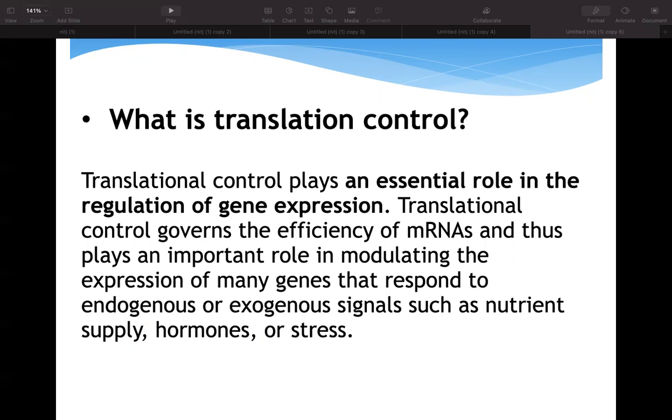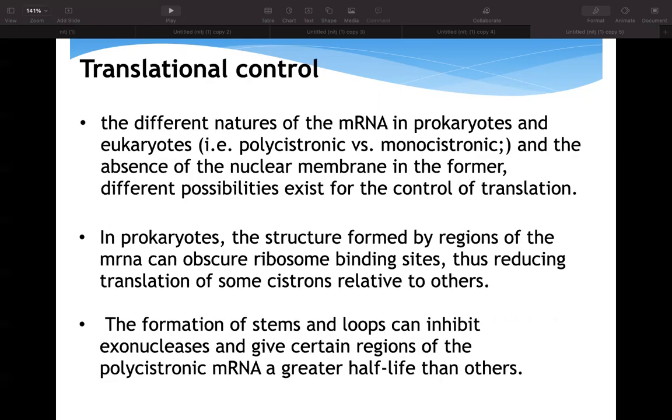It plays an essential role in regulating gene expression both in prokaryotes and eukaryotes. So, we can see translational control in both, but because of the different natures of prokaryotic and eukaryotic mRNA, the translational control varies. Polycistronic mRNA is seen in prokaryotes and monocistronic mRNA is seen in eukaryotes. Also, the absence of a nuclear membrane in prokaryotes creates different possibilities for translational control.